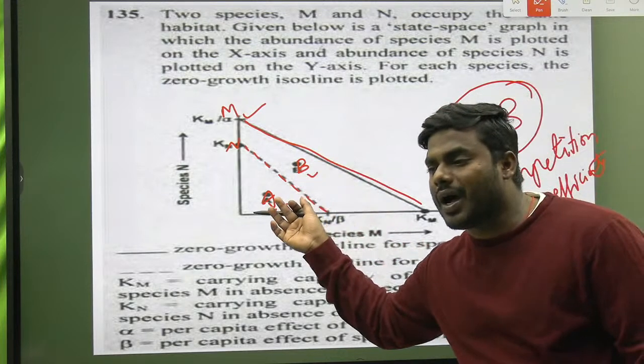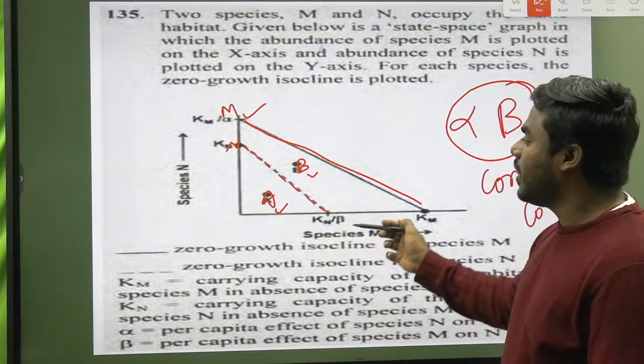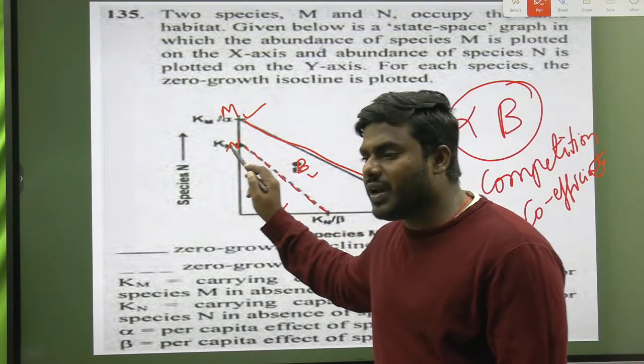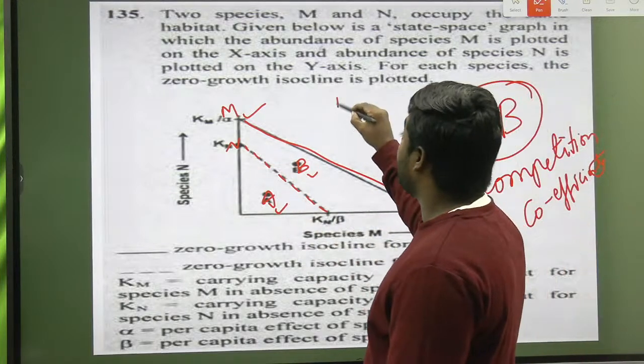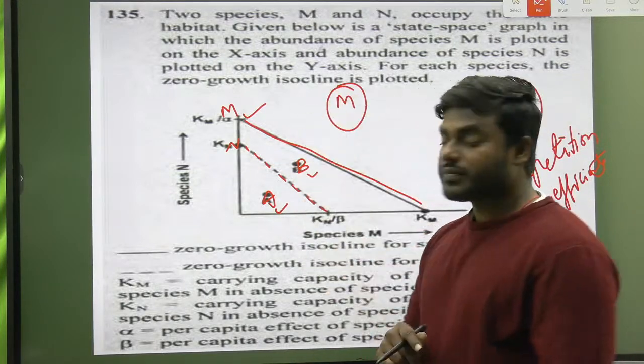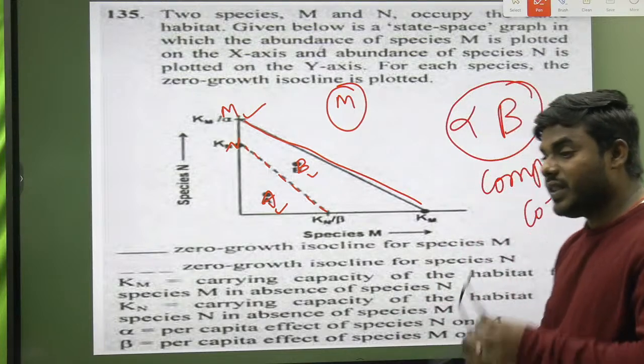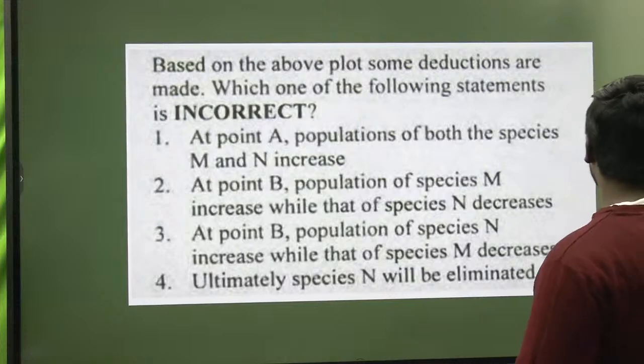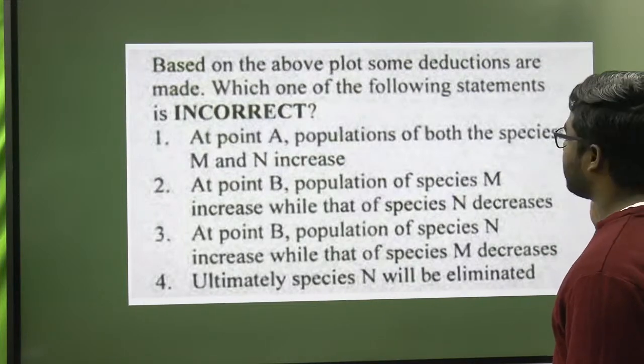Now you all answer my question without looking at anything. Who is going to win here? First tell me who is going to win. M will win or N will win? Okay, undoubtedly M will win. Right, M will win, there is no doubt about it. Now look into these statements and keep on answering my questions.